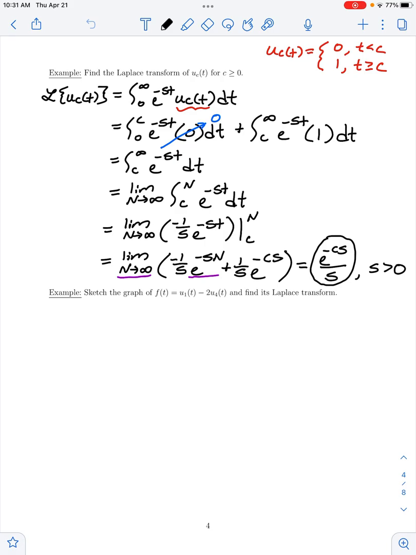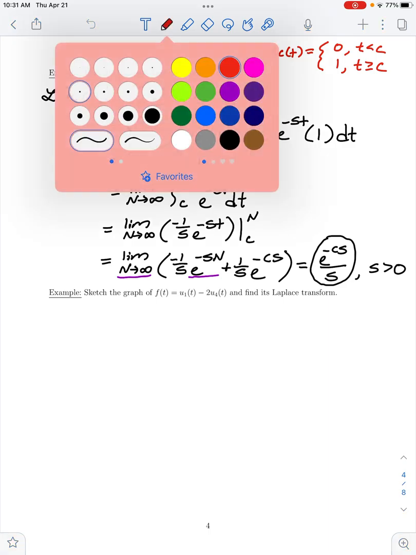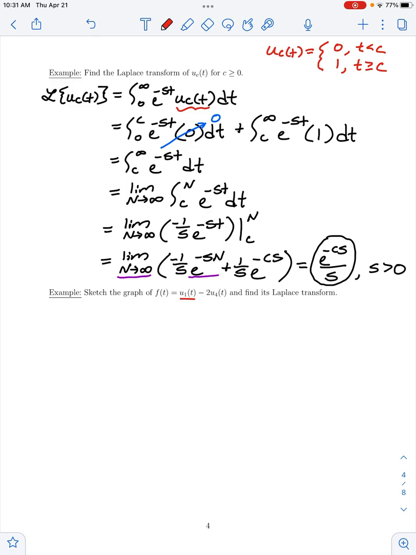So let's look at an example making use of this new result. In this next example, we are asked to sketch the graph of f of t, which is u1 minus 2u4, and find its Laplace transform. So let's start with sketching the graph of this function. When I look at this function, I see it's defined in terms of unit functions at time 1 and time 4.